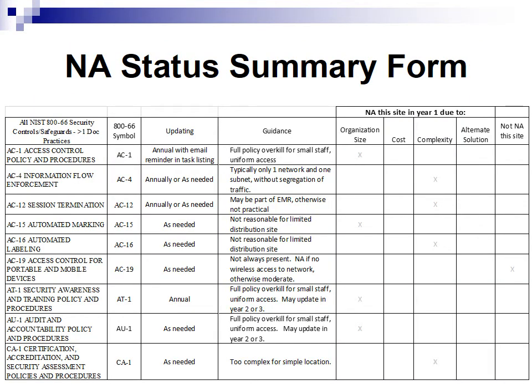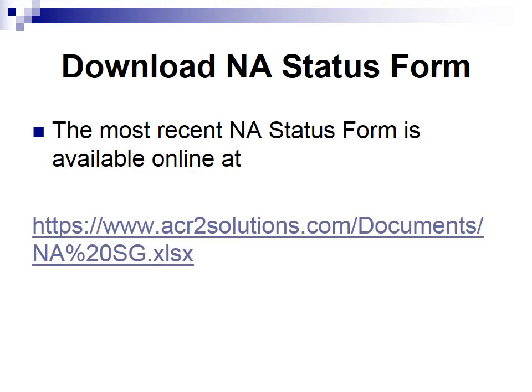Using this online form, the client may designate the not appropriate, or NA, status and justification for each safeguard declined. More than 40 NIST safeguards may be NA, depending on the size, complexity, and details of a particular organization. The most recent NA status form is available online at the link shown. You can pause the video, copy the link, and paste it into a browser. You may also request a copy of the NA status form from your vendor.